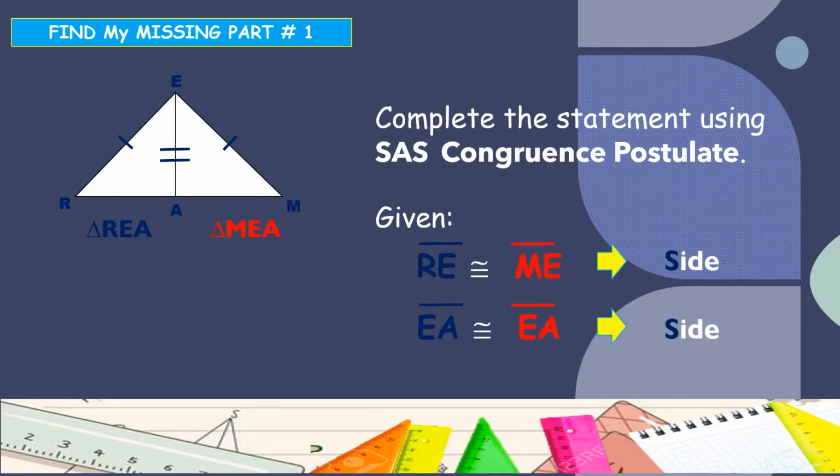Let's proceed to find my missing part number 1. The two triangles, namely triangle REA and triangle MEA, are formed when angle bisector EA bisects triangle REM. Side RE is congruent to side ME. Side EA is congruent to side EA. Find the missing part to complete side angle side or SAS Congruence Postulate.